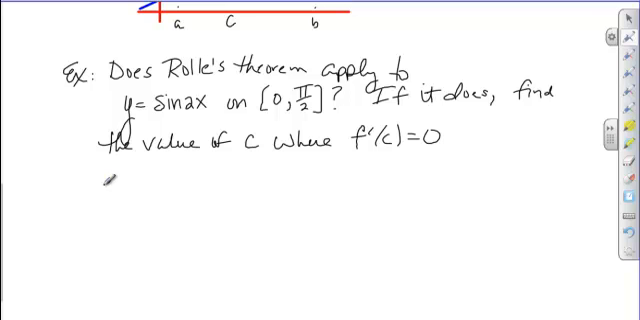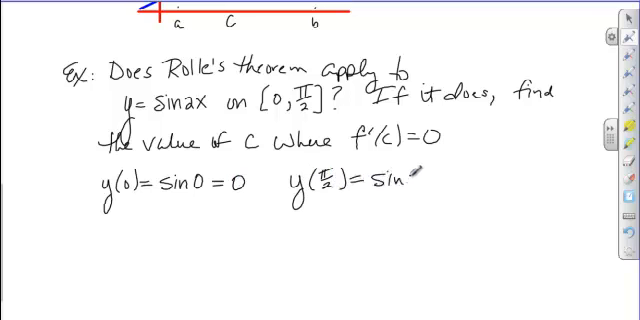A sine curve is continuous and differentiable everywhere, so it is definitely going to meet the first two criteria. The other thing that we need to do is evaluate this function at 0, and that's going to be equal to 0, and we need to evaluate this function at pi over 2. So the sine of 2 times pi over 2 is sine of pi, and that is also 0. So all three criteria for Rolle's theorem are met.